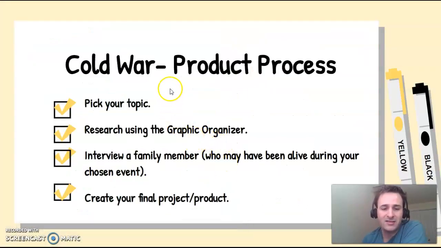So here's the process that we're looking at for this product. First you want to pick your topic. If it's not on that list, get it approved. Then you're going to do some research. Use the graphic organizer, which we're going to go over in just a moment here. And then we have added a little special event for you. We think it's going to be really cool for you to be able to interview a family member. I know that sounds like a tough task, but it's easier than you think in that some of these events are pretty recent.